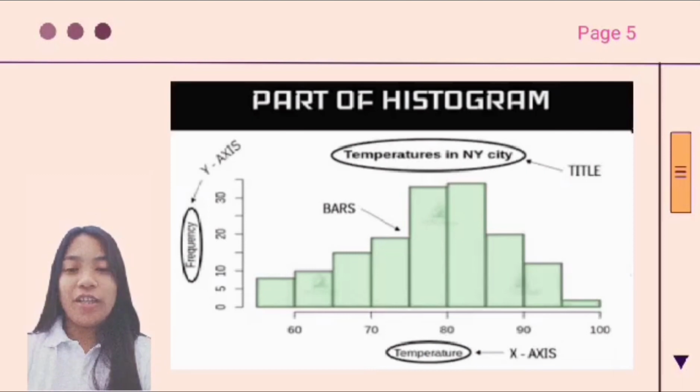The y-axis shows the number of times that the value occurred within the interval set by the x-axis. And lastly is the bars. The height of the bars shows the number of times that the value occurred within the interval, while the width of the bars shows the interval that is covered. For a histogram with equal bins, the width should be the same across all bars.